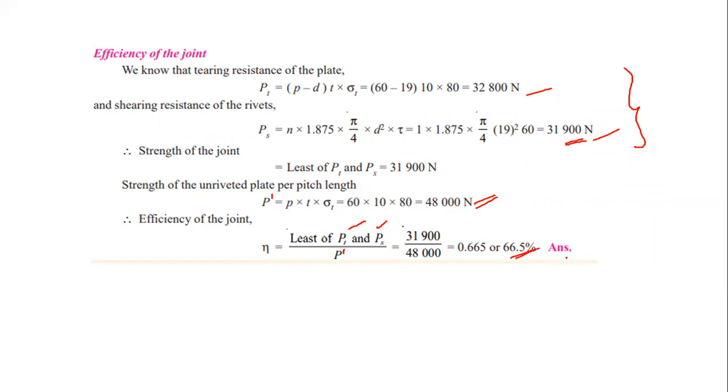66.5% is the joint efficiency. This is the final answer. From these two values, you can estimate the type of failure. That means here the least value is the shearing strength, so the rivet may fail due to shearing. You can estimate the type of failure by using the least value of PT, PS, PC.